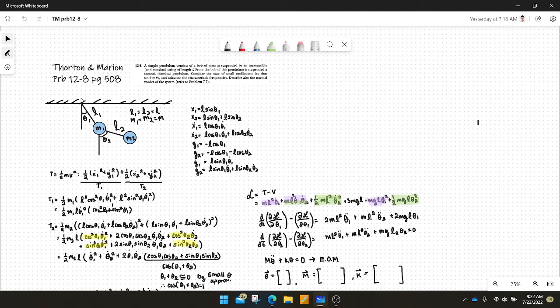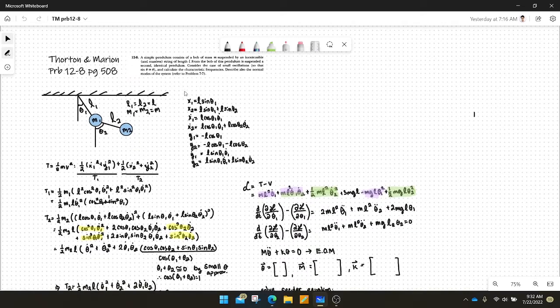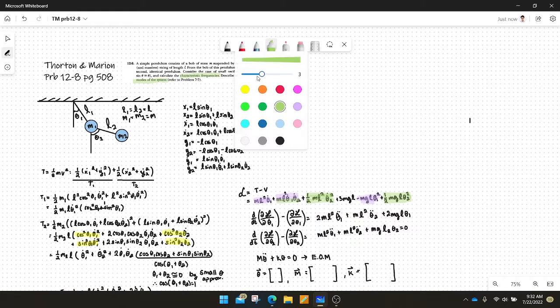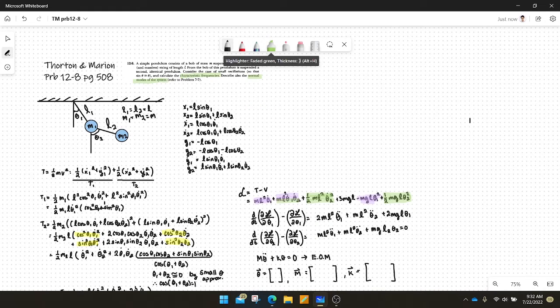I'm talking about this problem, which is the second problem in PS 1.1. This is Thornton and Marion problem 12-8, and it deals with the problem of a double pendulum, and I'm tasked with finding the characteristic frequencies as well as describing the normal modes of the system. I will be describing the normal modes of the system using a graphical representation.